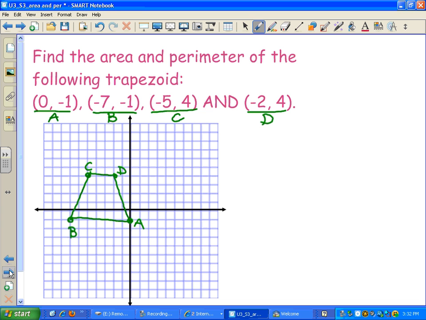Let's first start out finding the perimeter. It looks like AB, since they're both on a horizontal line, will be easy to calculate, the distance between A and B. So 1, 2, 3, 4, 5, 6, 7. That distance right there is 7. CD will also be easy to calculate because I can just take the length between C and D, which is 3. So let's go ahead and find the distance between BC and the distance between DA.